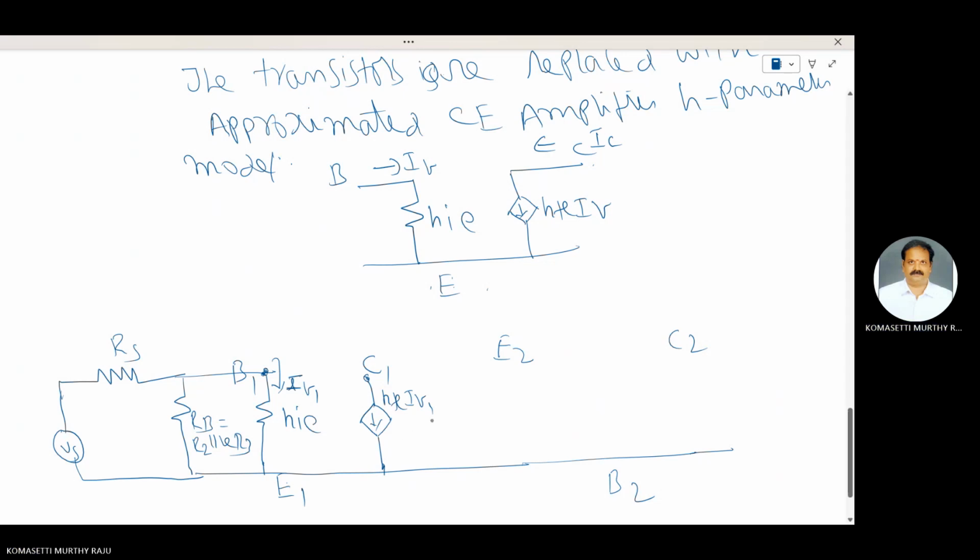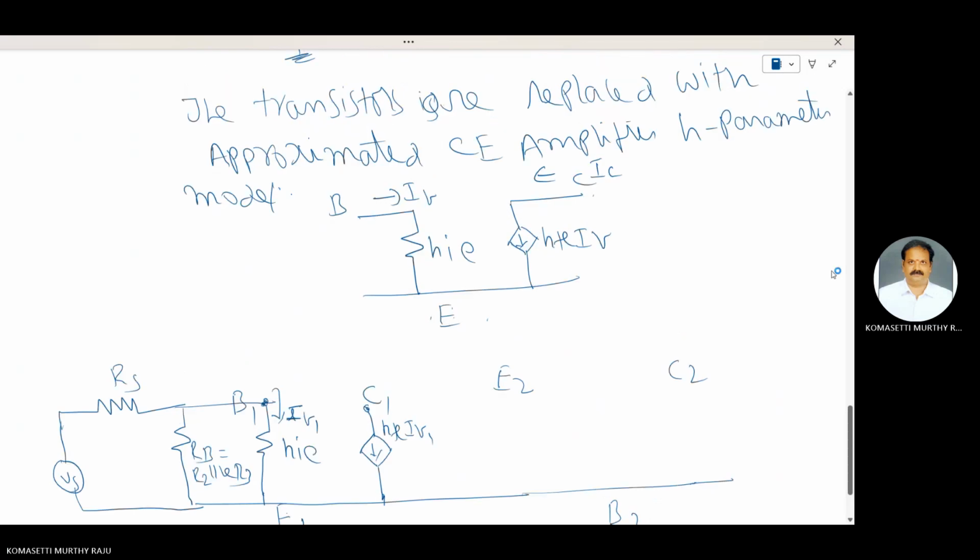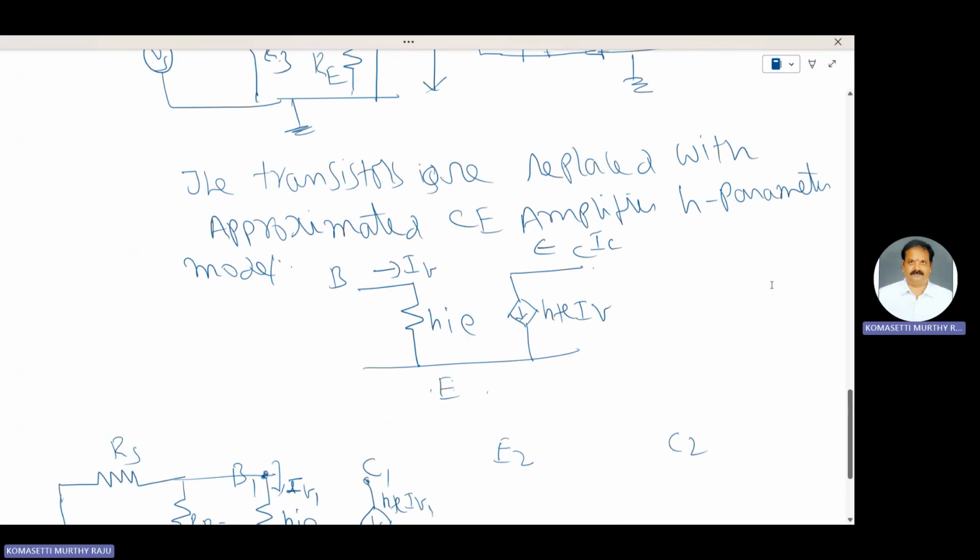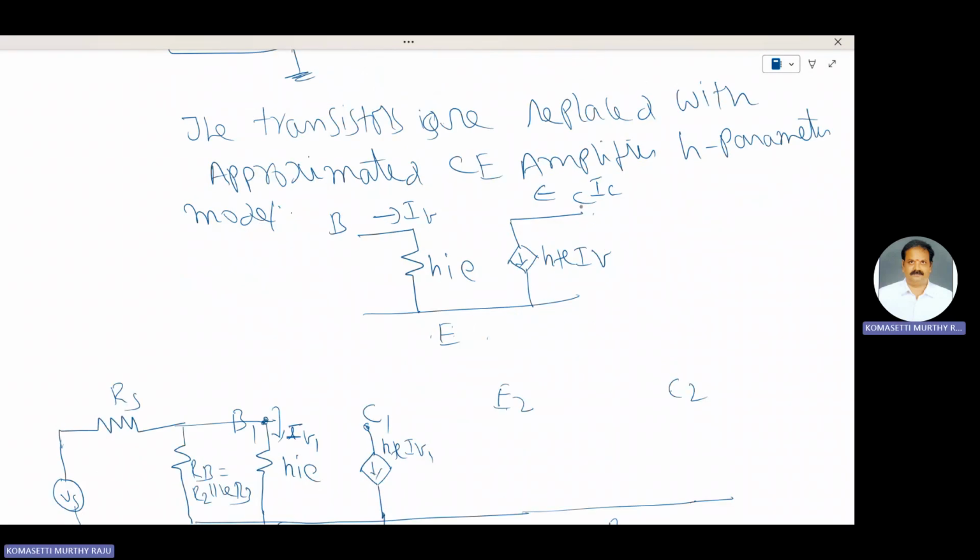Coming to stage 2. Between C2 and E2, there is HFE IB2, and the current direction is like that.